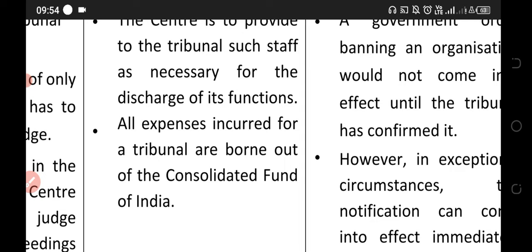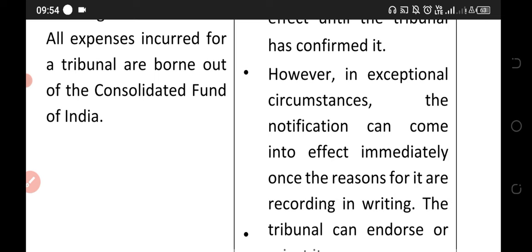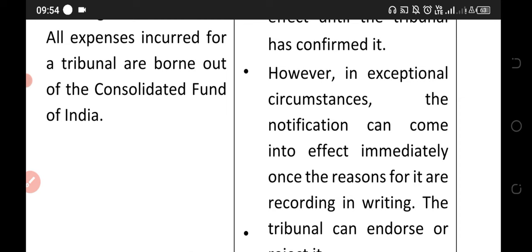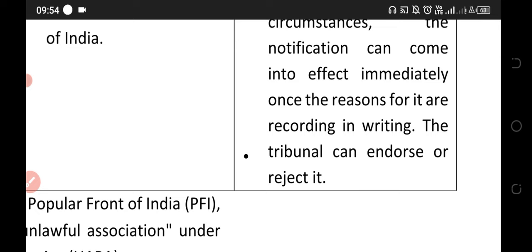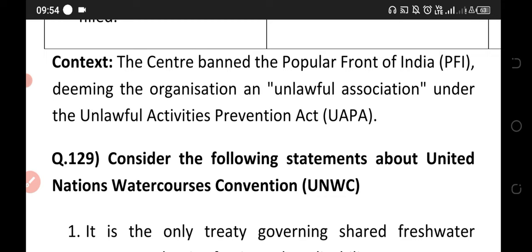The government order banning an organization would not come into effect until the tribunal has confirmed it. However, in exceptional circumstances, the notification can come into effect immediately once the reasons for it are recorded in writing. The tribunal can endorse or reject it. The Centre banned the Popular Front of India, PFI, deeming the organization an unlawful association under the Unlawful Activities Prevention Act, UAPA.